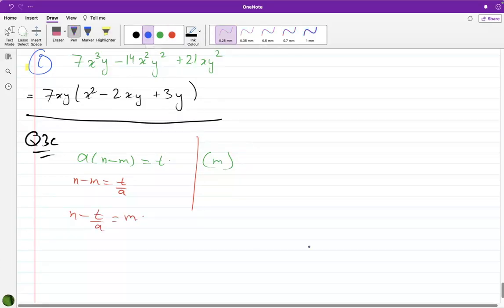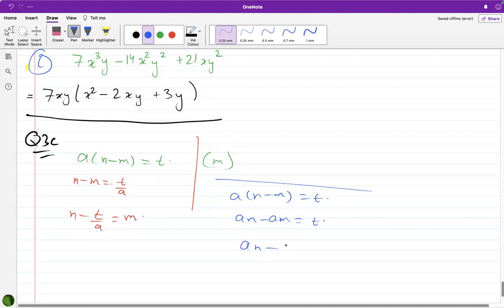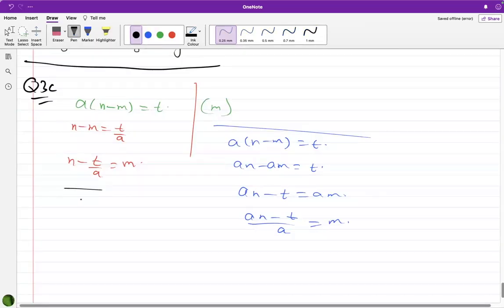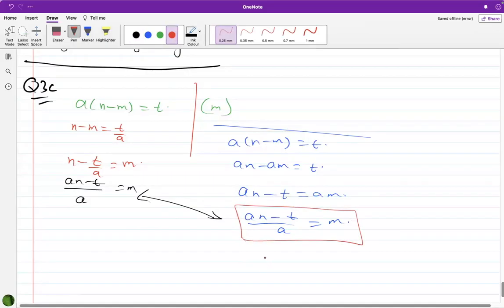One way. The other could be A into N minus M equals T. We do AN minus AM is equal to T. So that is AN minus T is equal to AM. Now we divide by A. So AN minus T over A is equal to M. We can have both of them as same if I take the LCM on the other side: AN minus T over A is equal to M. Or if I just split them up, AN over A minus T over A is equal to M. A goes with A. N minus T by A is equal to M.